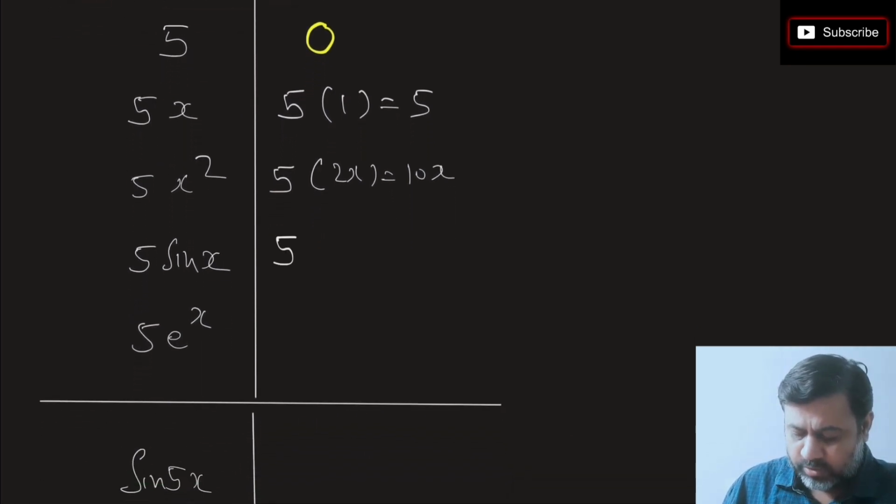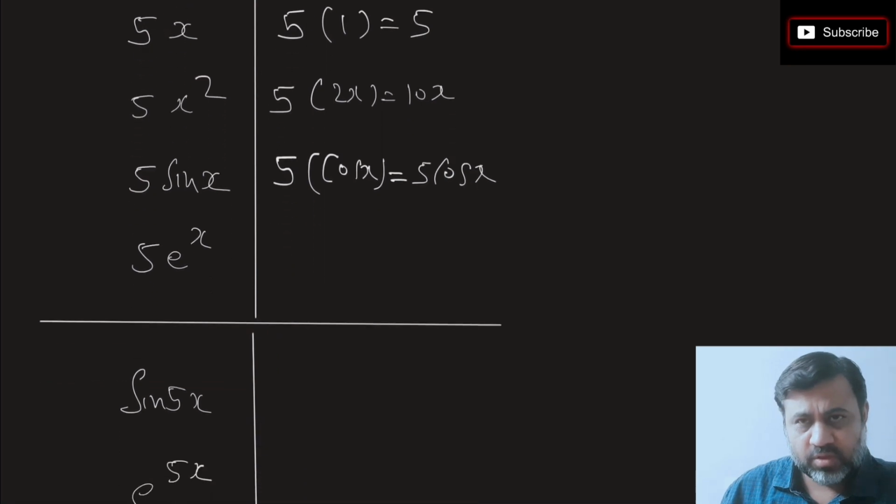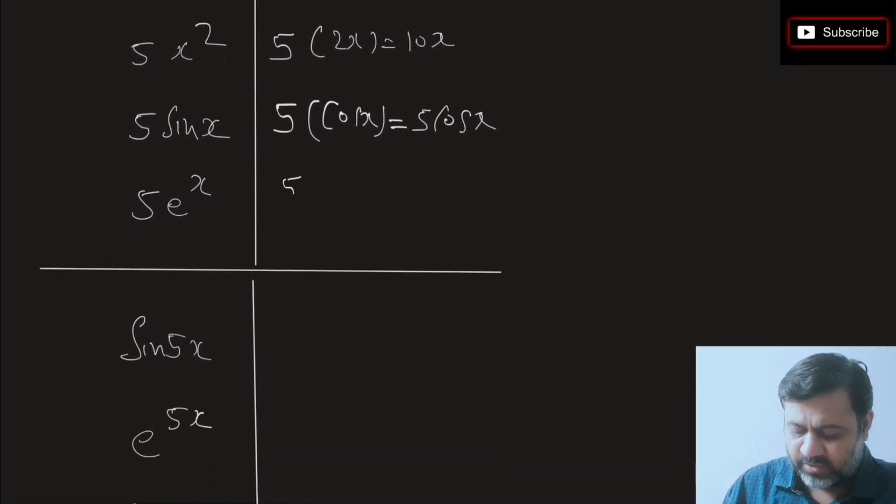Okay, we just keep the constant as it is. Derivative of sin x will be cos x, so we get 5 times cos x. Same thing with the exponential also, 5 times e power x. What I do is keep 5 as it is, and the derivative of e power x will remain e power x.